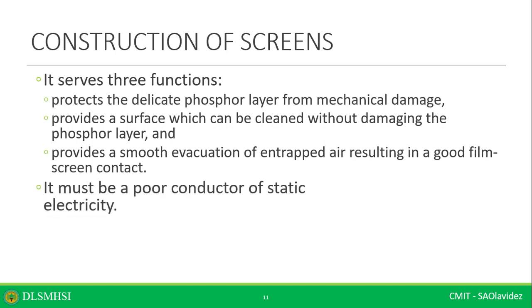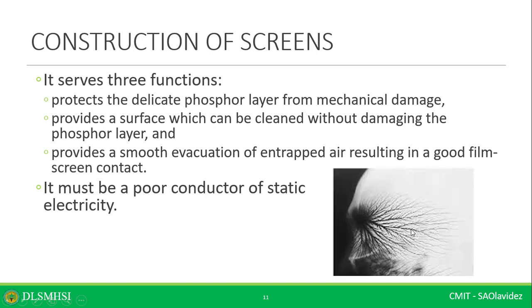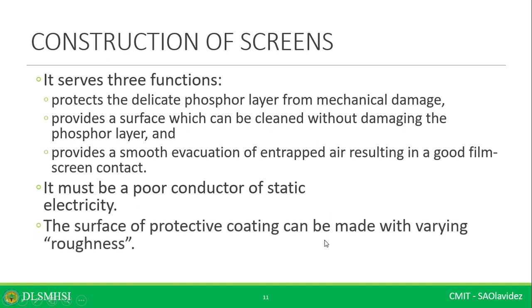Supercoat should also be a poor conductor of static electricity, since films are constantly rubbed on its surface. Static electricity causes static artifacts to be developed on the film. The surface is also made of varying roughness and smoothness: smooth to facilitate evacuation of air, yet rough to hold the film in place when opened.